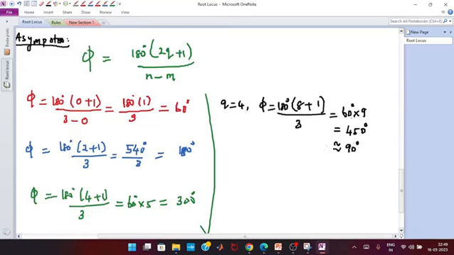Sorry, wait a minute, I think I made some mistake. So q equal to 3. That was for q equal to 4. For q equal to 3, 2 into 3 is 6, so 6 plus 1 is 7. So 60 degrees into 7. The answer is 420.